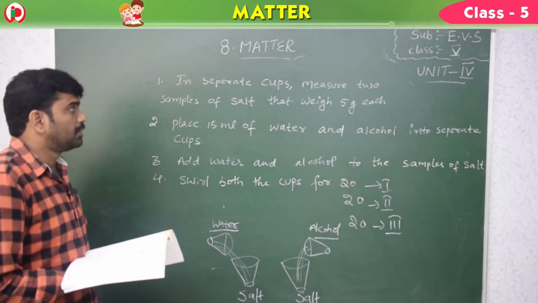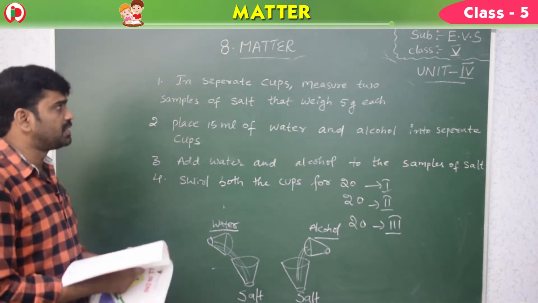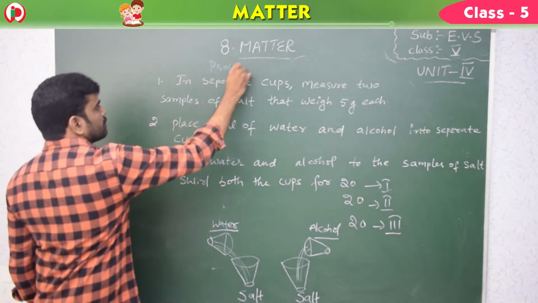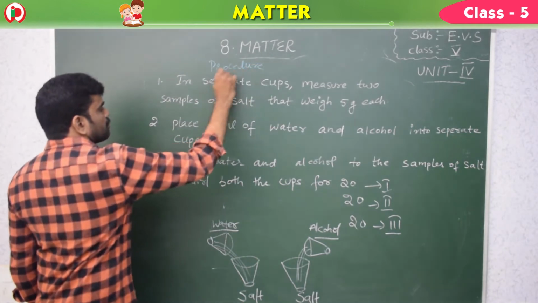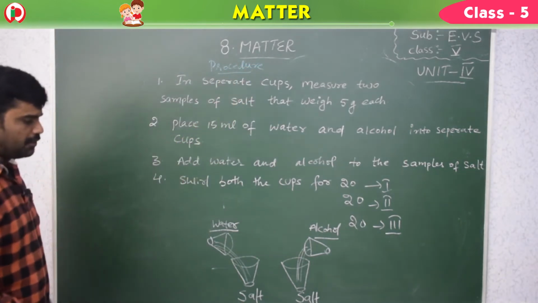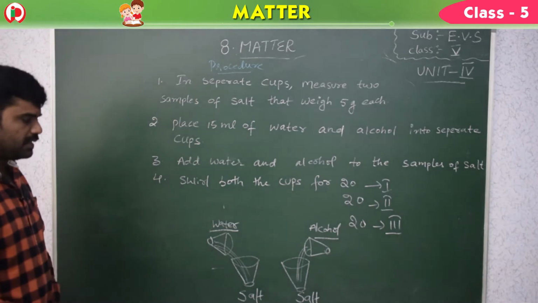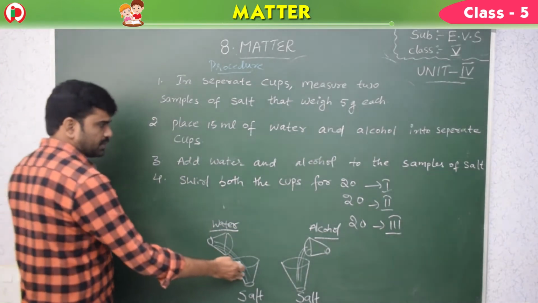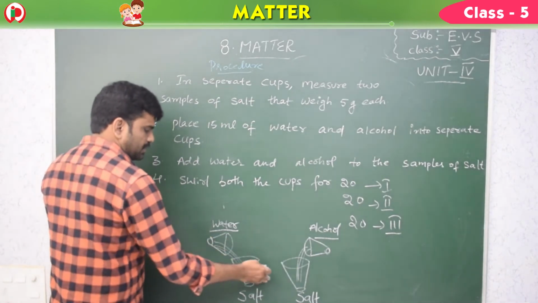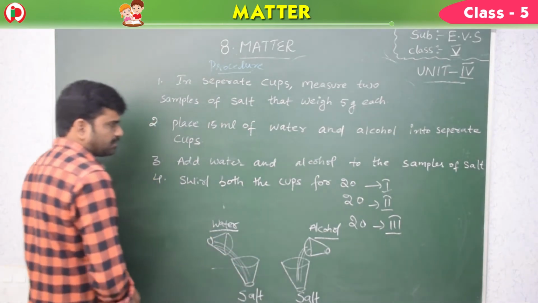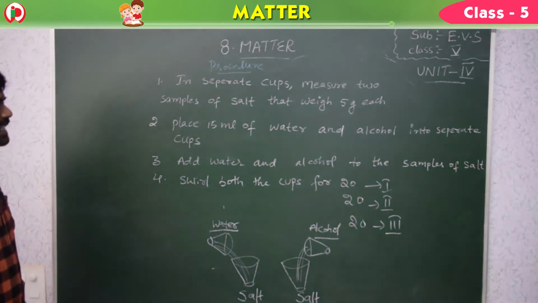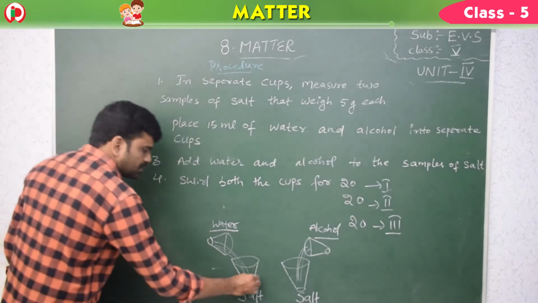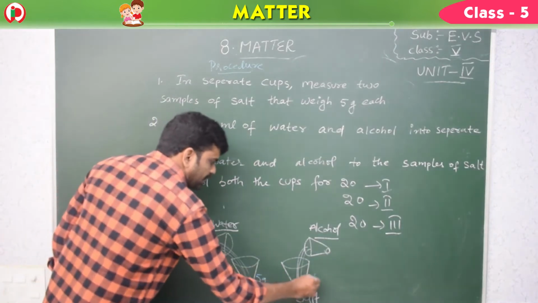Children, this is the procedure. In the diagram, if you observe, you can see totally four cups. Two clear cups are with salt. So, in separate cups, measure two samples of salt that weigh 5 grams. 5 grams here and 5 grams here.